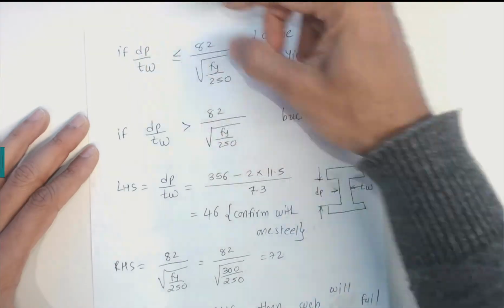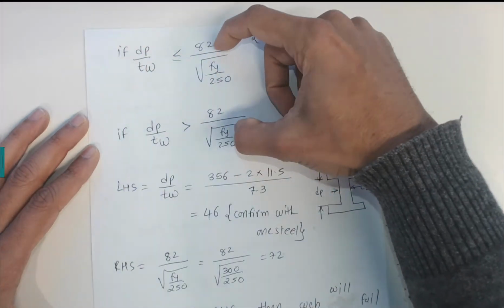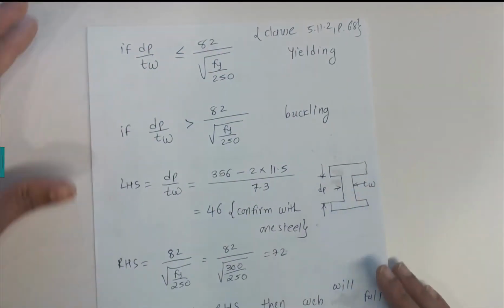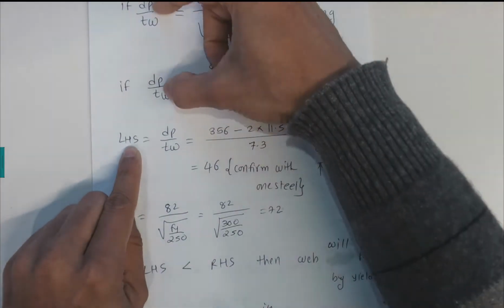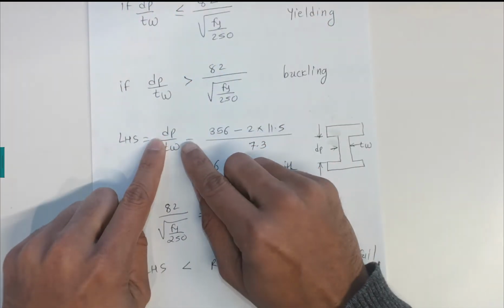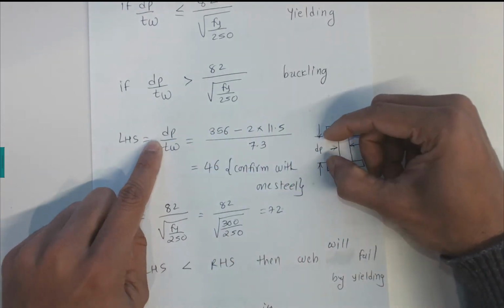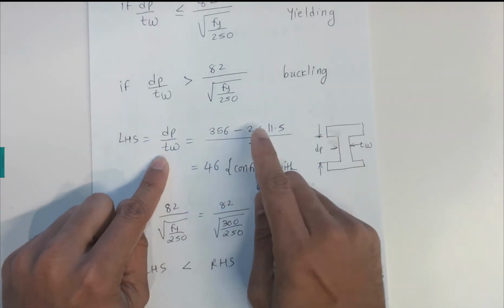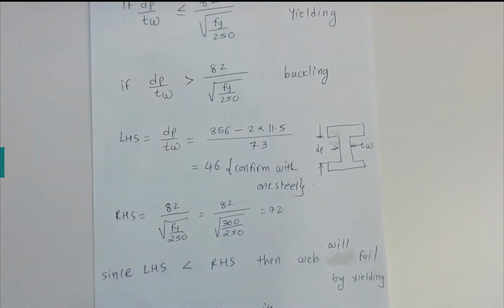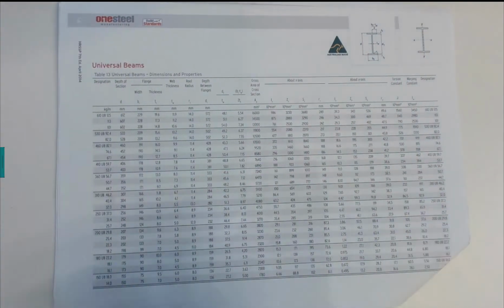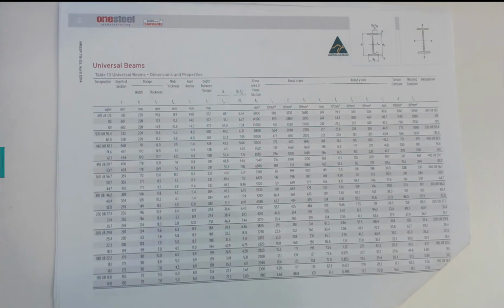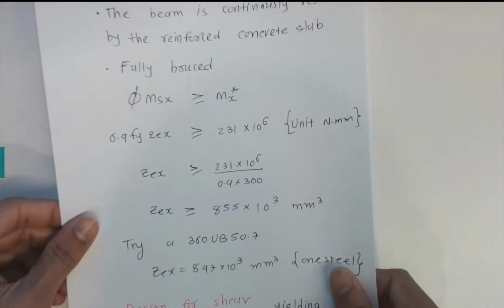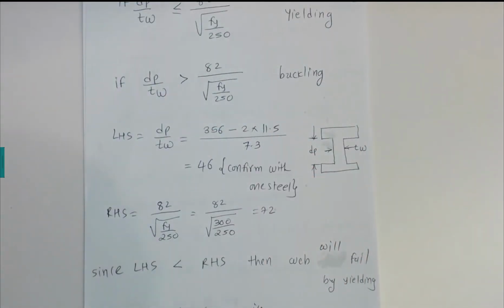Alright, so we're going to make two checks. We're going to find these values, compare these two, and we will find which condition is correct for this particular case. Now the left hand side is dp, the depth of the web between the flanges, divided by tw. If you're checking this from the OneSteel tables, we have the 360 UB 50.7 that we just selected. For this case we are going to find the dp value and tw.